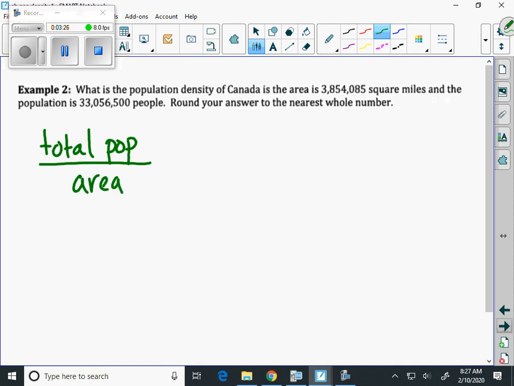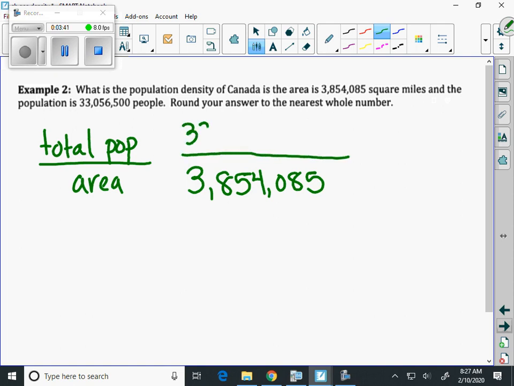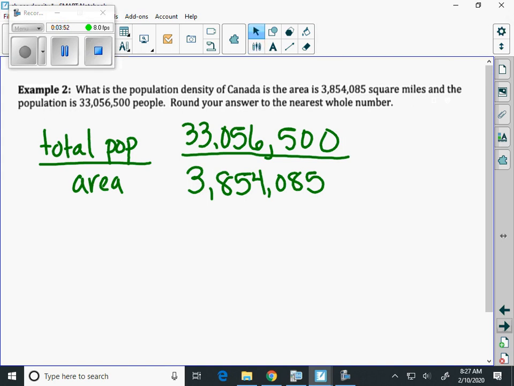And this time we're looking for the population density of Canada. Our area is 3,854,085 square miles, and our population is 33,056,500. And we type it into our calculator. It's the total population divided by the area.